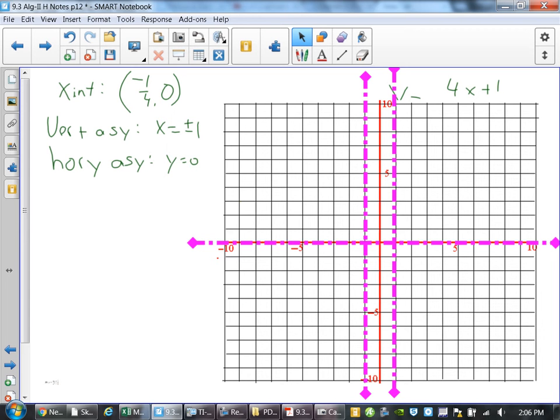Is your x-intercept negative 1/4 at 0, or is it the ordered pair? The x-intercept is at negative 1/4 and 0. So my x-intercept is at negative 1/4.